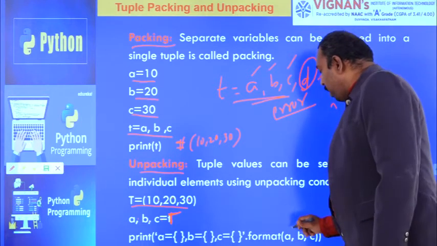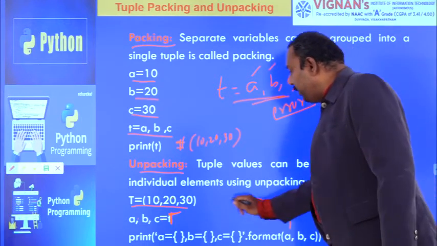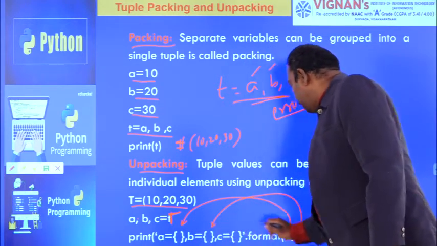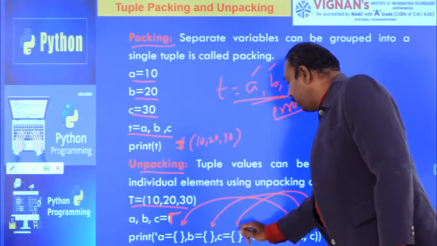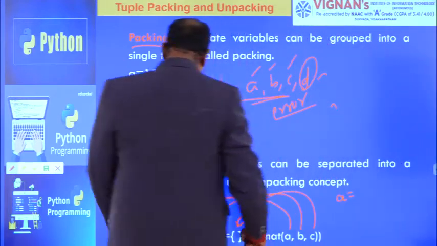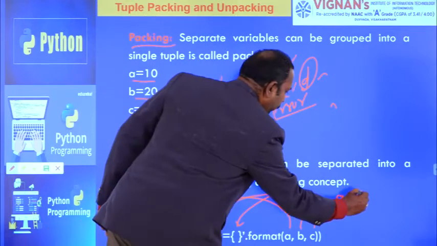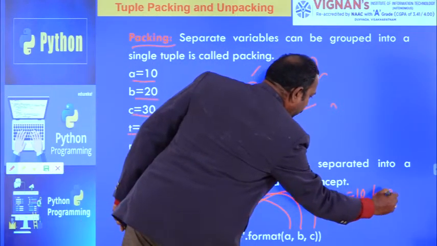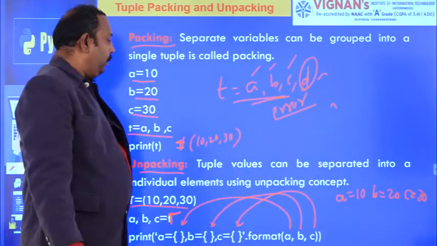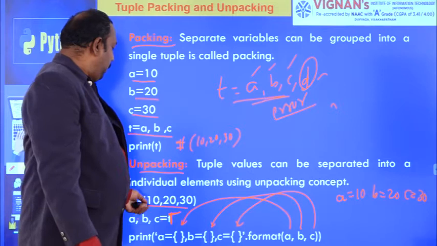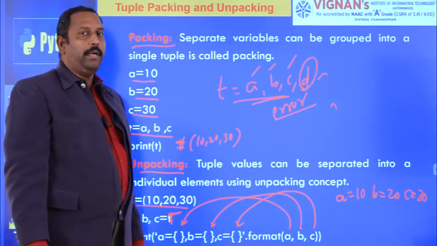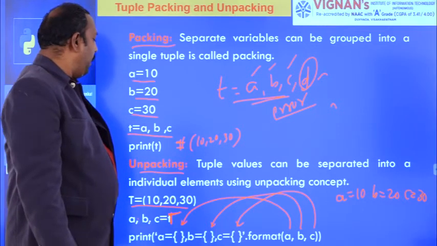You can use this format option. That means the A value will be substituted here, the B value here, and the C value here. So what is the output you will get? A equal to 10, B equal to 20, and C equal to 30. So a tuple can be separated into individual elements. This concept is called unpacking.